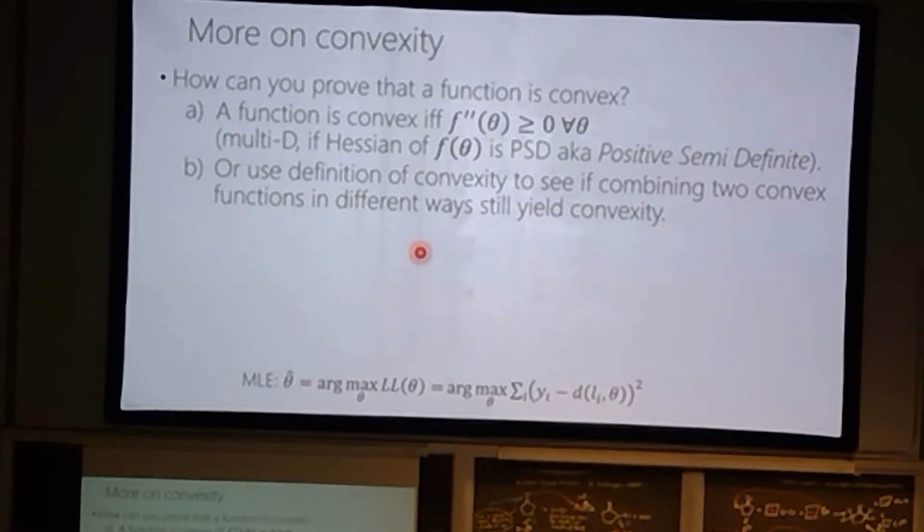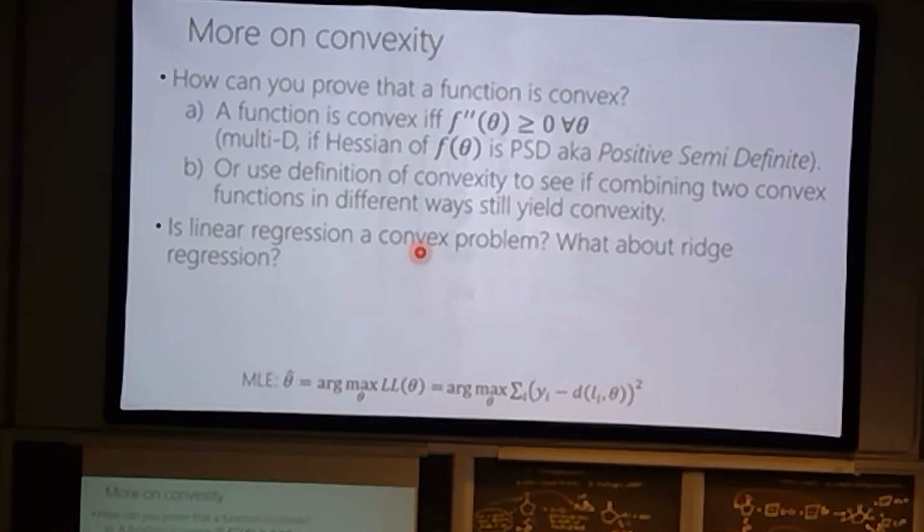These are the kinds of ways that people might prove convexity themselves, although in practical machine learning, many models are not convex, and we just know that and don't bother to do this. But it's good to understand what things are closed under convexity. So is linear regression a convex problem? How about ridge regression? What do you guys think?